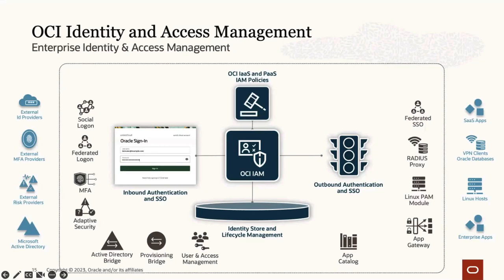And last but not least, we have our IAM policies at the top. So these allow you to manage access to OCI resources, such as networking, compute, storage, analytics, and more. And just to emphasize that, all permissions are going to be denied by default. So this is where policies come into play. You have to create them in order to allow access where it's appropriate.